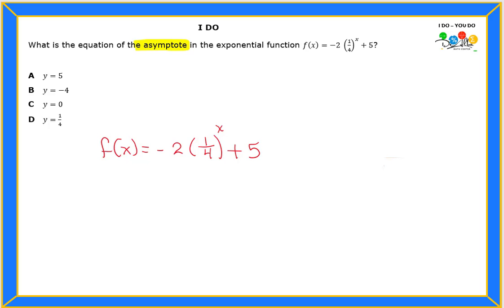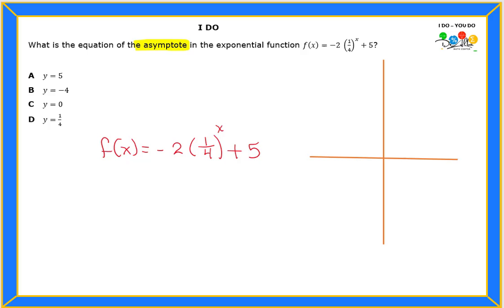So if my exponential function by itself is approaching 0, but then I'm adding a 5, then my exponential function will approach the positive 5, but will never cross the positive 5. That means that positive 5 is actually our asymptote. Let me show you on the graph how that would look.